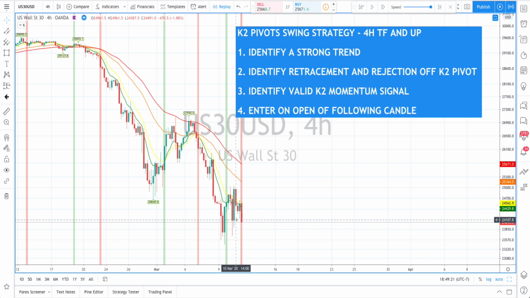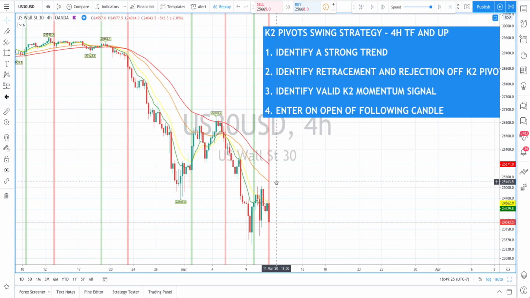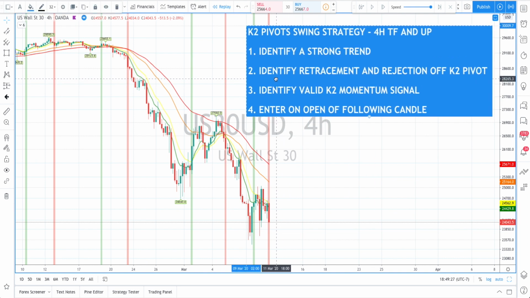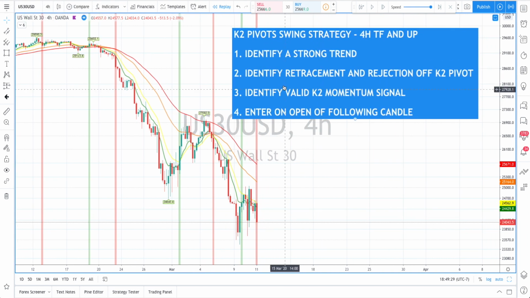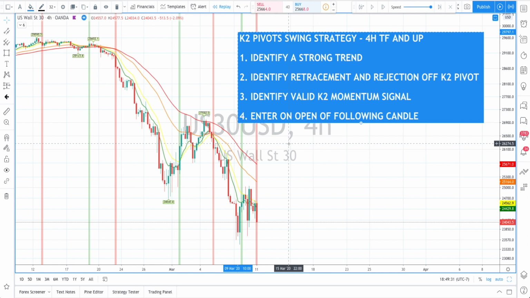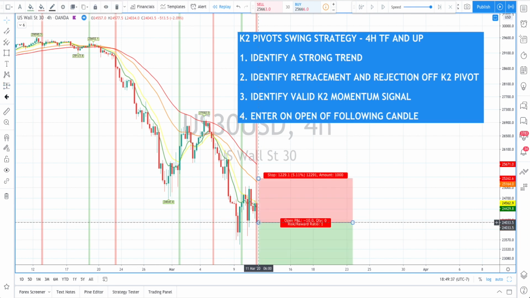Right here, we have a K2 sell signal, and it's with a red candle. So this would confirm that it's a valid K2 momentum signal downwards. So once we have that, we can enter on the open of the following candle. So we'll enter a sell position. And you guys can place your stop loss either at the previous swing, or you can put it at one of the levels right here. It's really up to you.